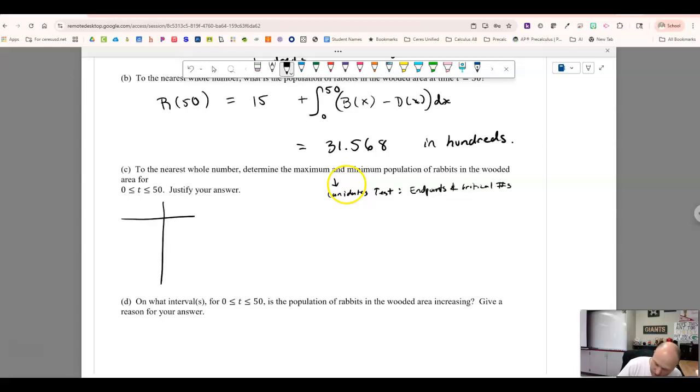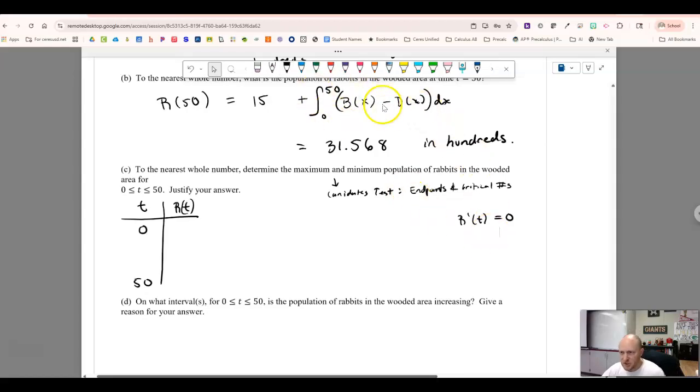So this is where we make a t-chart, and I'm going to put my endpoints on here. So 0 to 50, these are my t values, and they want the maximum population. That's r of t. So I have to go ahead and say, okay, when is r prime of t equal to 0? Well, r prime of t, the derivative of this function, is going to be b of x minus d of x. So when does this equal 0? And we can solve this. This is when b of x is actually equal to d of x, or I guess t values here.